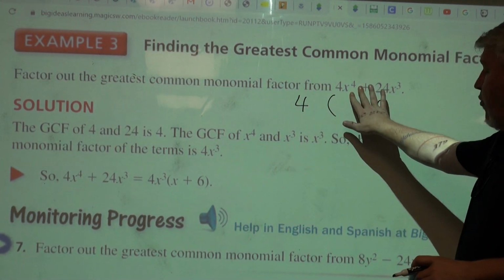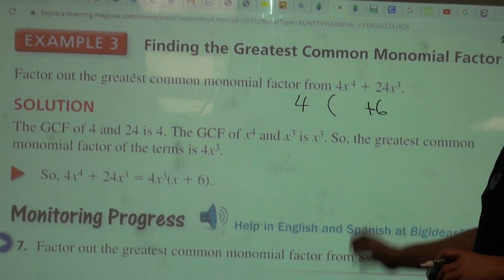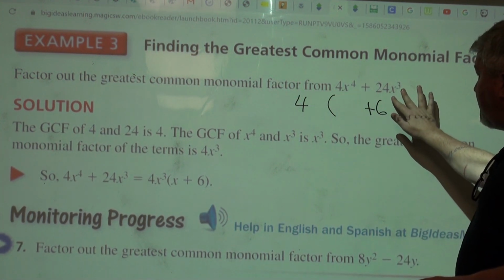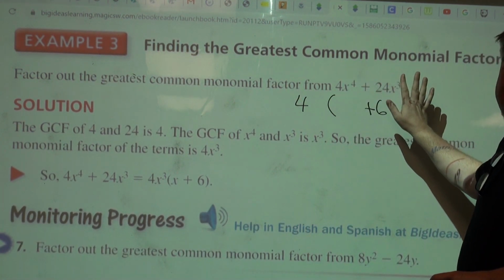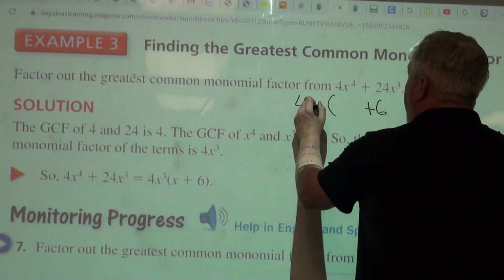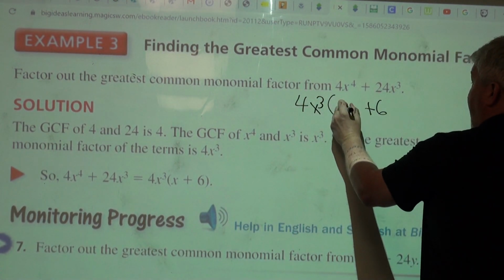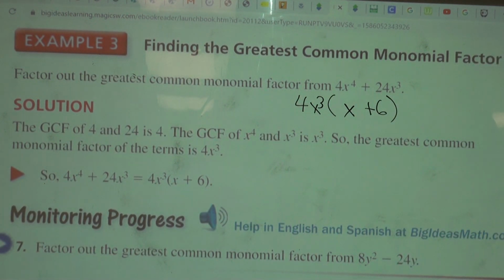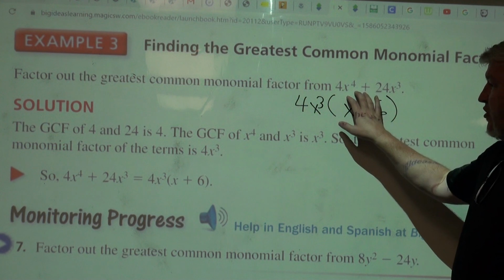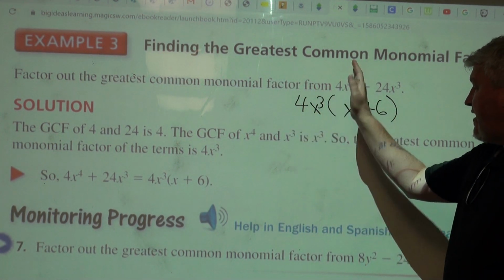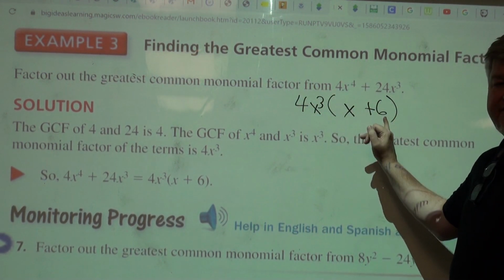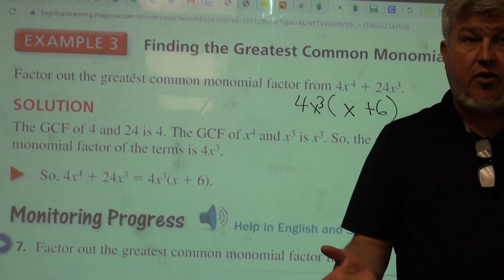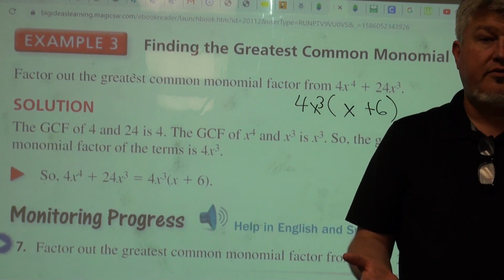Then I have x to the fourth and x to the third. The greatest common factor between those is x to the third. I have 3 of the x's here, 4 here, so I can take 3 out over here. 4x cubed, it leaves me with x plus 6. So now I have factored out that monomial, okay? 4x cubed outside leaves me with x plus 6. And you want to do this so when you go to solve, you set those equal to 0 and you can solve for the answer. Okay?